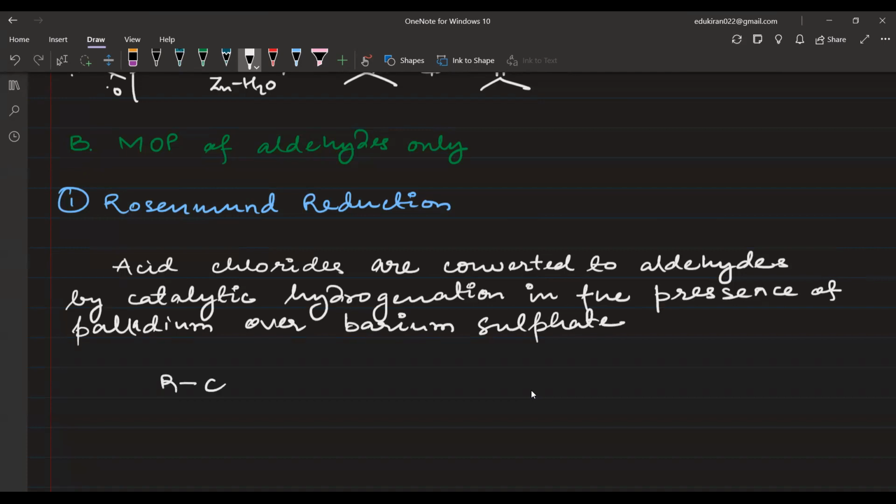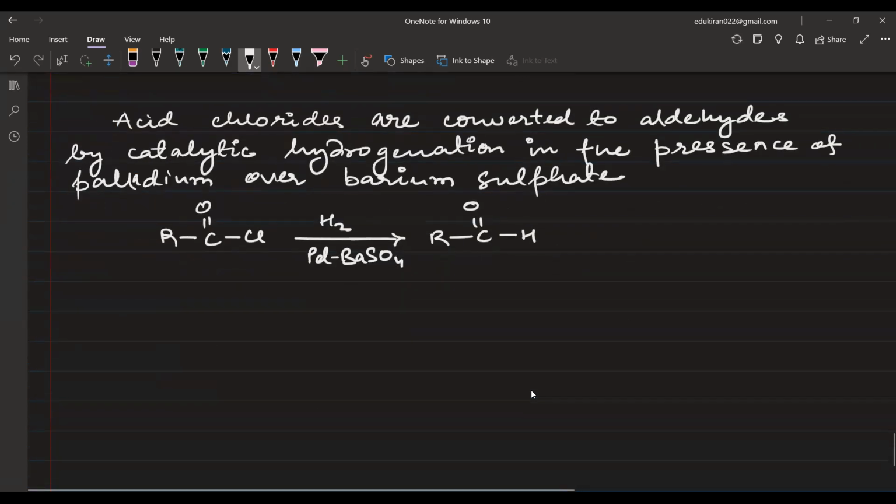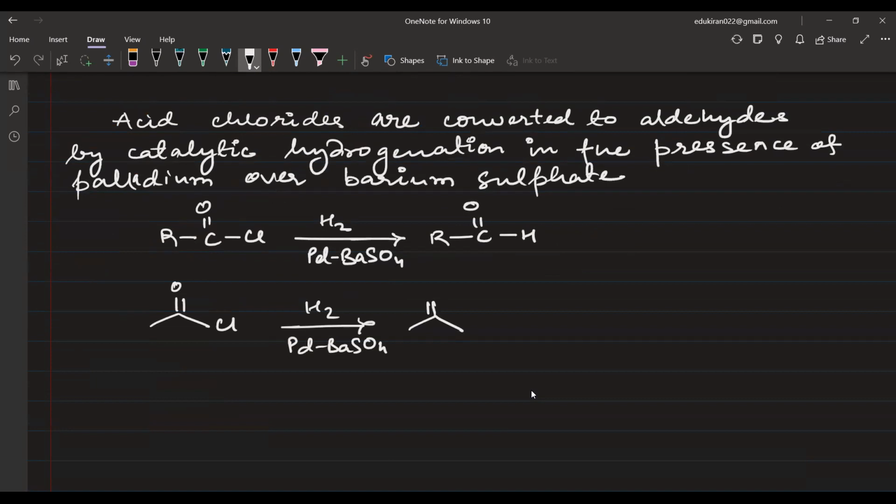So we have R, C double bond OCl. What is my reagent? Hydrogenation. Hydrogenation means H2 and Pd/BaSO4. The chlorine will be replaced by hydrogen. Two carbons and hydrogen. Even this can make benzaldehyde.